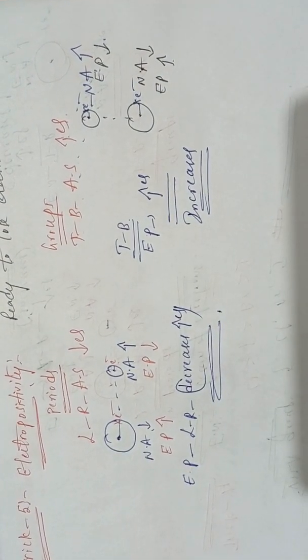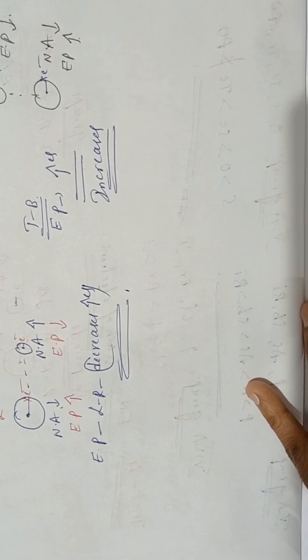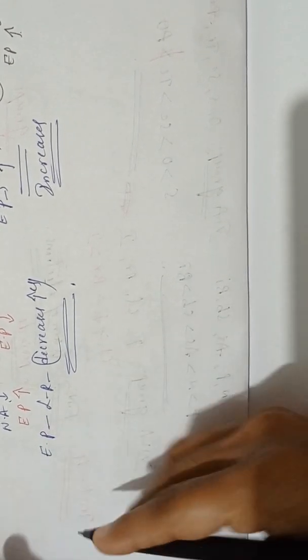Electropositivity increases. Understood, students? Now trick number 6. What is trick number 6? Metallic character.